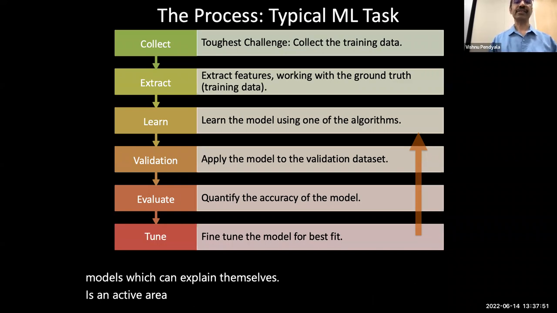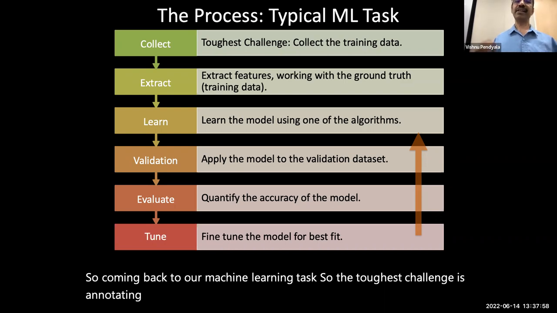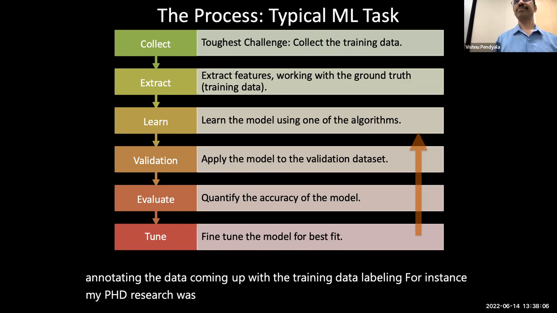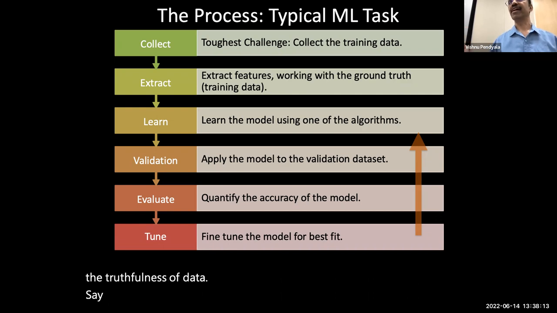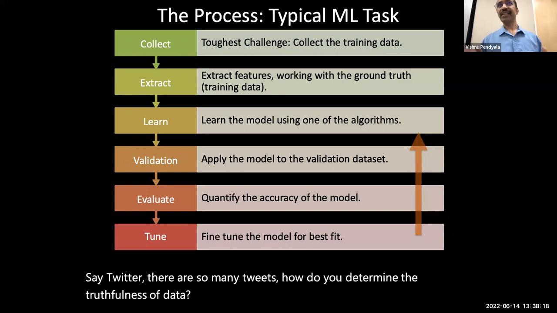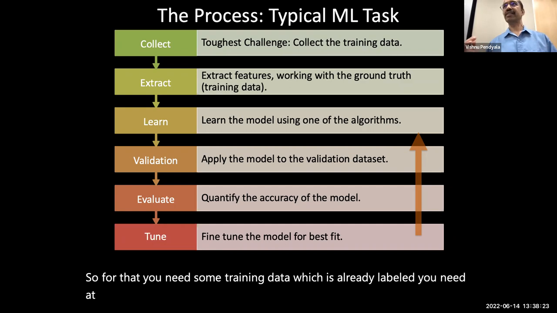Yeah, thanks for those questions. So coming back to our machine learning task, the toughest challenge is annotating the data, coming up with the training data, labeling. For instance, my PhD research was on veracity of data, determining the truthfulness of data. Say on Twitter, there are so many tweets. How do you determine the truthfulness of data? For that, you need training data which is already labeled. You need at least 10,000, 20,000 tweets already labeled as true or false.